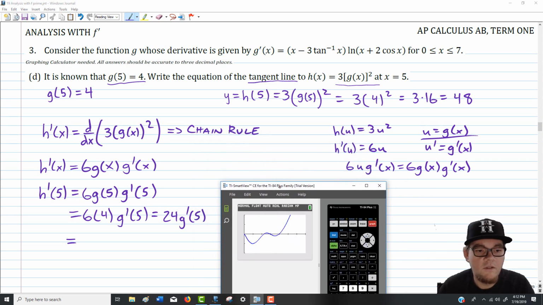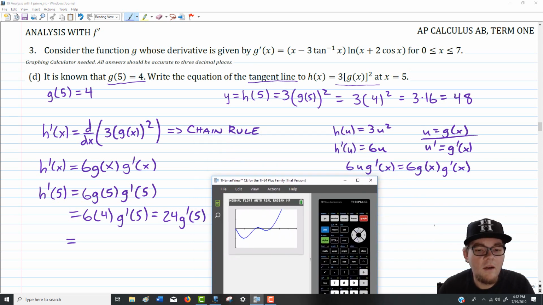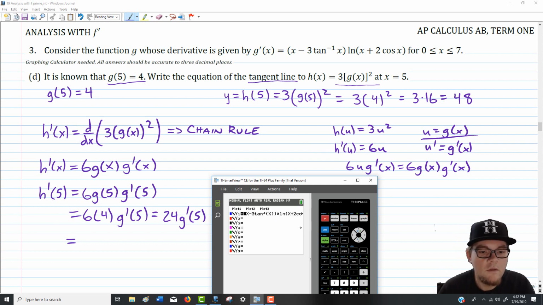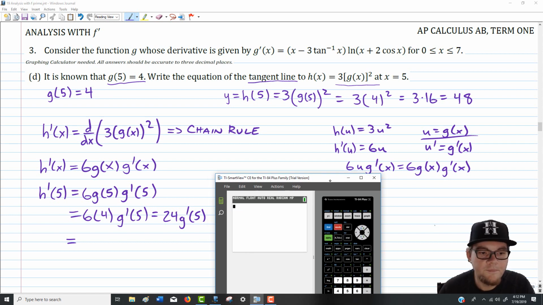So I'm going to take advantage of our calculator. Now you have to be careful here. We want g prime of 5, and in your mind you might be thinking, okay, well we just need to use math aid and find the derivative, or even go to second trace and then do the intersection, or do the dy/dx. But that's not true. g prime is y1. y1 is (x minus 3) arctangent of x times ln of x plus 2 cosine of x. So in other words, we don't actually need to do anything except plug in 5 to that function.